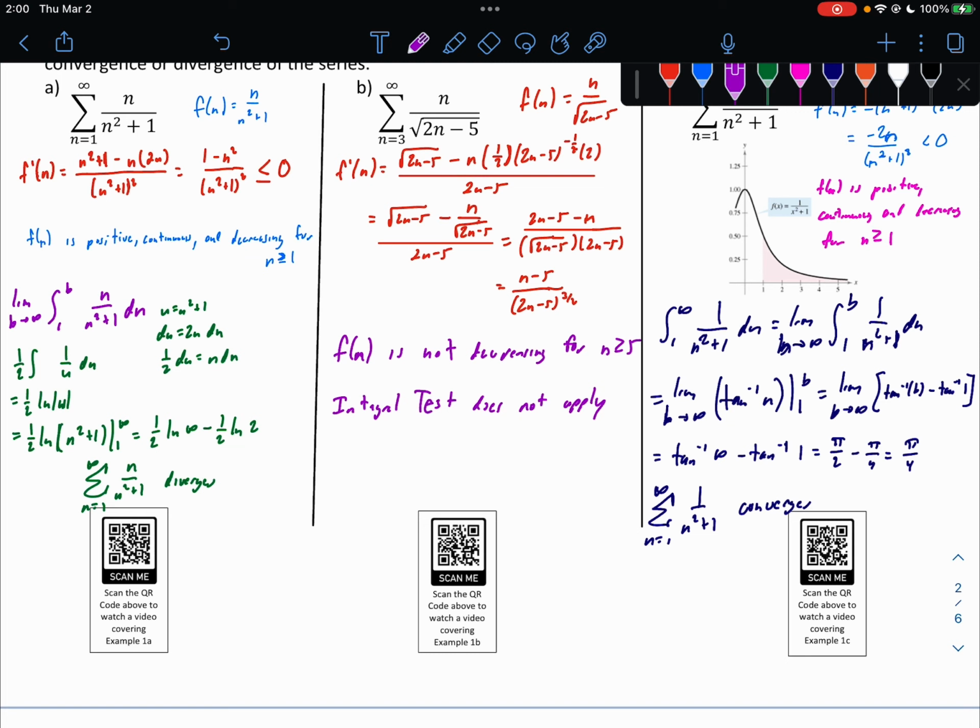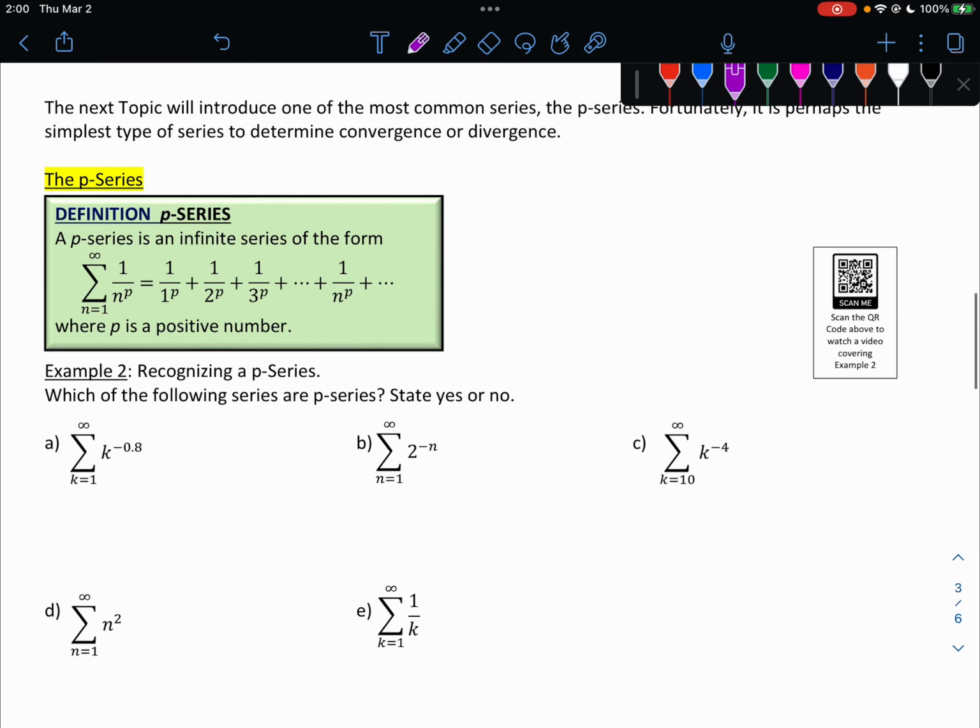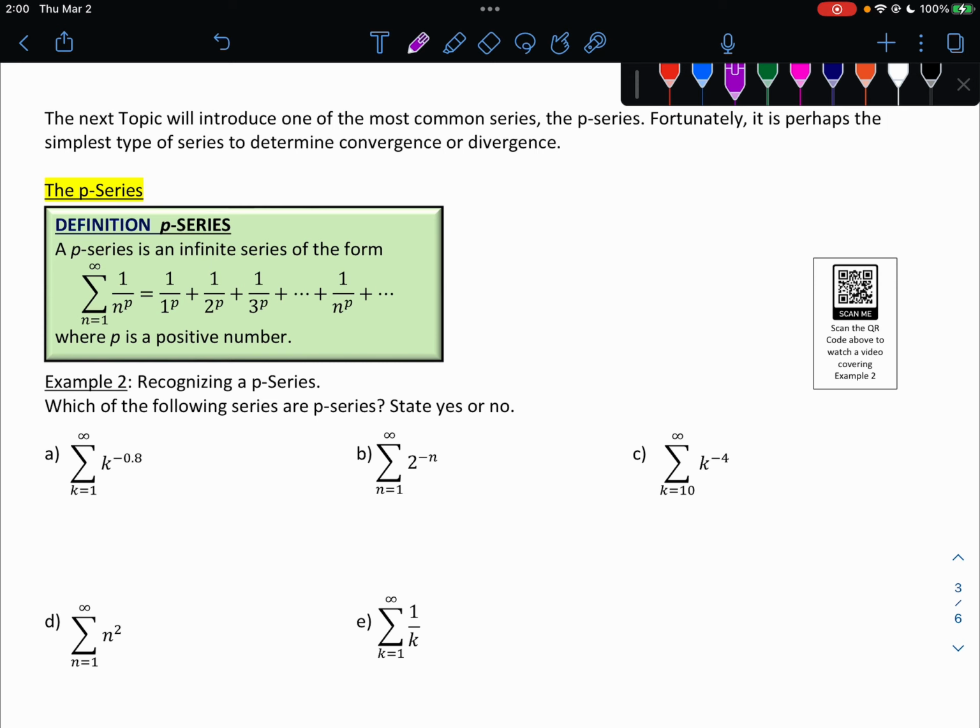All right, so that's it for topic 10.4. Now let's talk about a p-series. The next topic will introduce one of the most common series, the p-series. Fortunately, it's perhaps the simplest type of series to determine convergence or divergence as well. A p-series is an infinite series of the form sum from 1 to infinity of 1 over n to the p. You can kind of see what it looks like there as we write it out, where p is some positive number. All right.